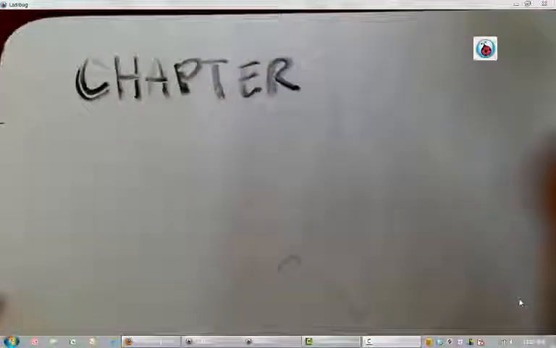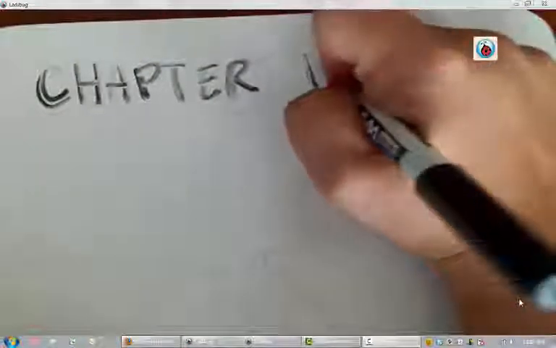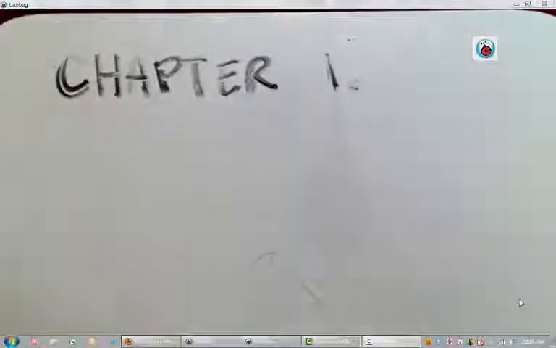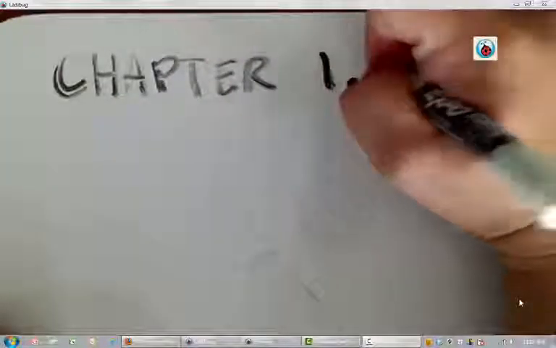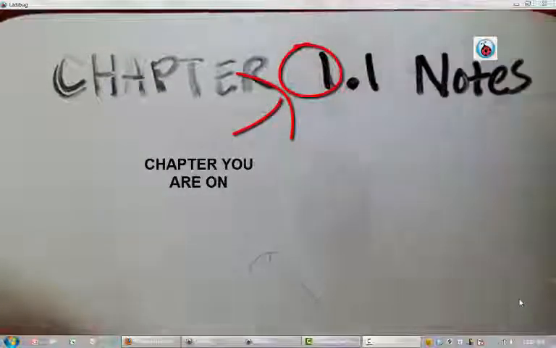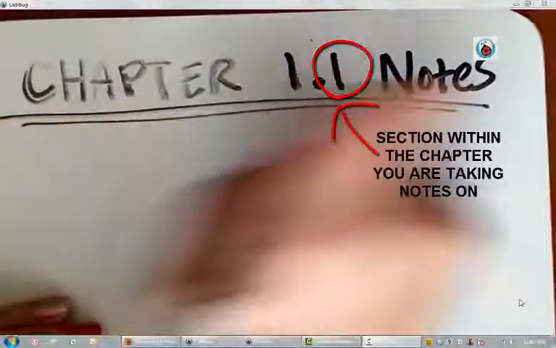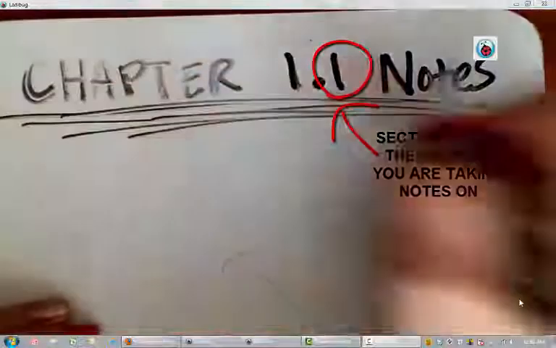So first things first, the first thing that we need to do is give our notes a title. As you see here, I'm just doing a generic title, writing chapter 1, 1.1, because each of our chapters also has a section. So the one in the beginning means that's the chapter, and then after the dot or decimal point, that's going to be the section that you're taking notes over.